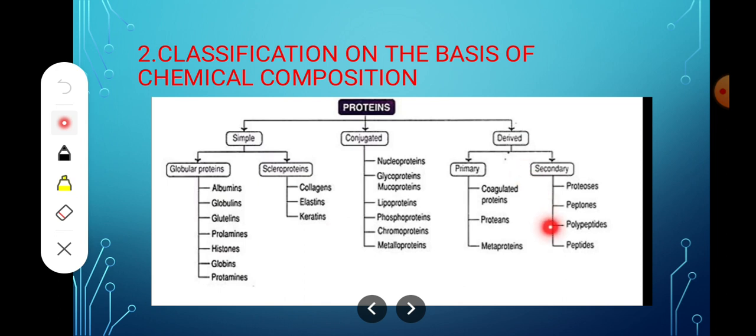And next, secondary proteins. Secondary proteins are the products of proteins in which definite hydrolysis has taken place. They are of four types: proteoses, peptones, polypeptides and peptides.